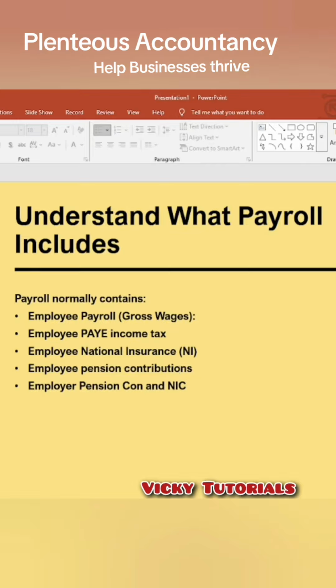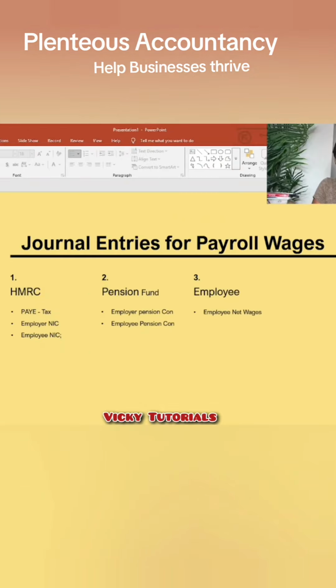So moving on, we're going to be looking into how to account for these wages using journal entries. We use journal entries to account for payroll wages. It's very important to understand that as an employer, you are responsible for a lot of things. For instance, you're responsible and accountable to HMRC, you're also accountable to the pension fund, you're also accountable to your employee because, of course, they have to receive their consideration for working for you.